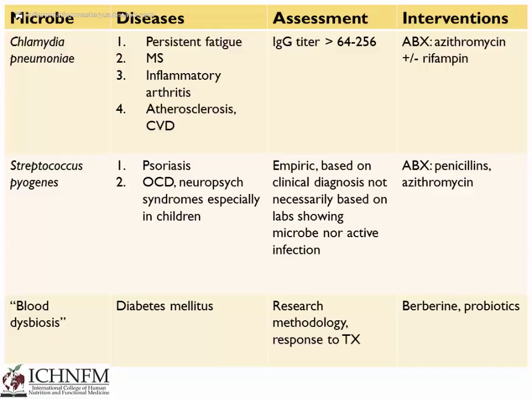But now we're seeing, of course, other associations, whether overt disease or syndromes, we might say, of chronic fatigue, again, multiple sclerosis, inflammatory arthritis, and atherosclerosis. One of the ways that we can assess for this clinically is to do serologic testing for the IgG titer against Chlamydia pneumoniae. I'll show you the data supporting that we can look for an antibody titer of greater than either 1 to 64 or as high as 1 to 256.